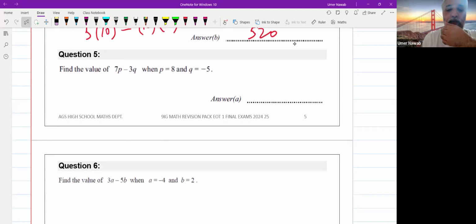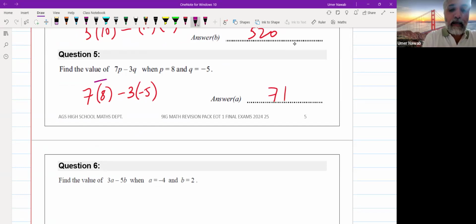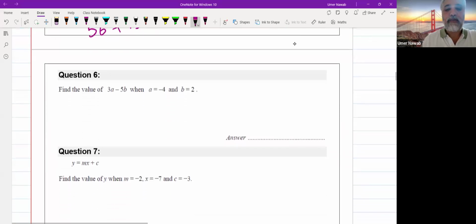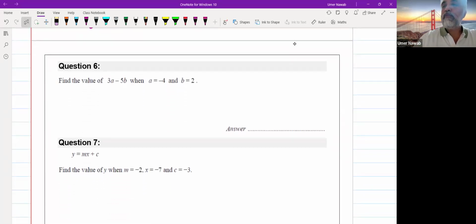7p minus 3q, guys, when you write here 7, 8, and -3, -5, when you calculate it from the calculator, it will give you 71. But if you want to do it mentally, 7 times 8 is 56. Negative 3 times negative 5 is plus 15. And here is your answer. Now, let's move on further.